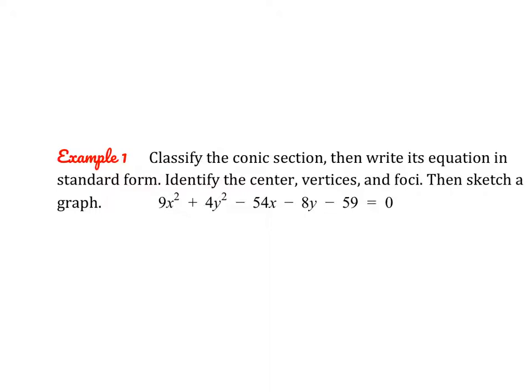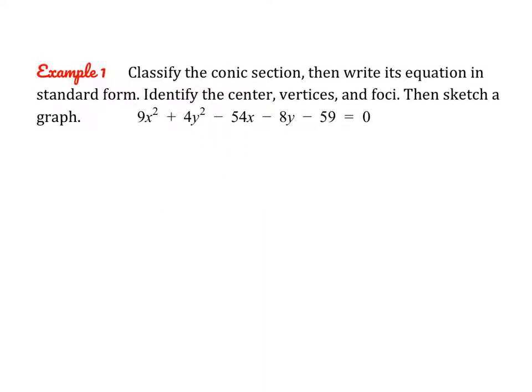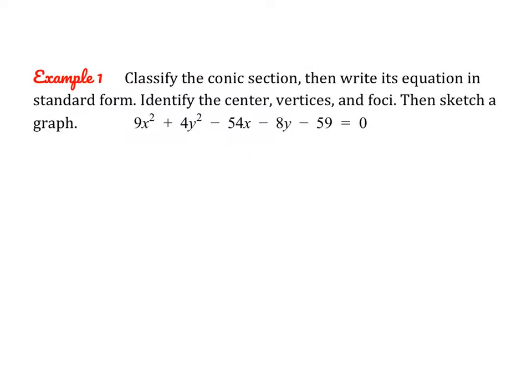All right, so let's give one of these a try together. We're first going to classify the conic, and then we're going to write it in standard form, find all of the important information, and then sketch a graph. So just by looking at this equation, if I multiply my A and my C values, I get a positive number, so I can expect this to be an ellipse, but we do need to write it in standard form.